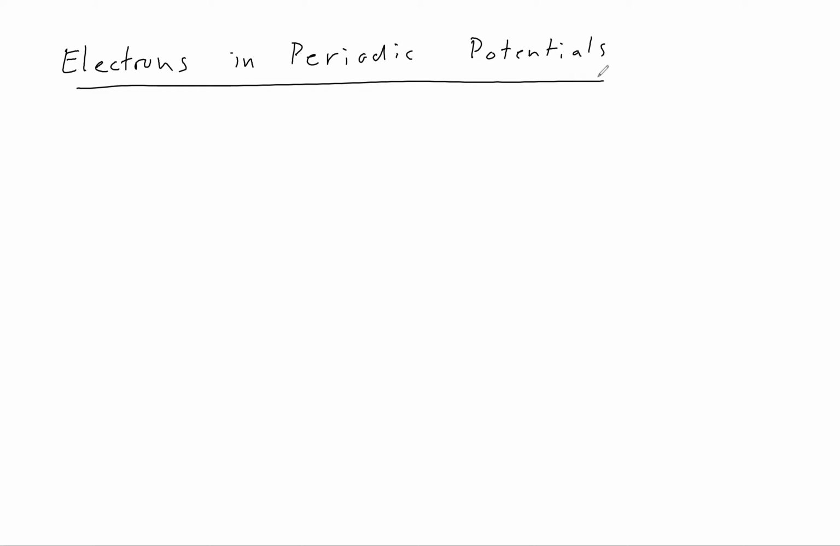Now we've embarked on a journey of allowing the electrons to interact with the potential of the ions, not just during collisions, but all the time. And last time we talked about Bloch's theorem, which says that the single particle solutions to the Schrodinger equation with a periodic potential have the following form.